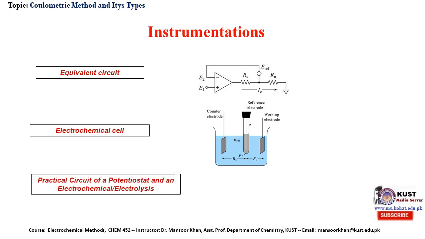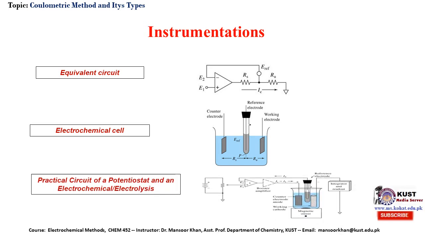Another diagram is shown in which we have shown the whole instrumentation of potentiostatic calorimetric methods, which is a practical circuit of a potentiostat and an electrochemical cell where electrolysis takes place. When you combine the equivalent circuit and the electrochemical cell, this is the whole instrumentation of the potentiostatic calorimetric method of analysis.